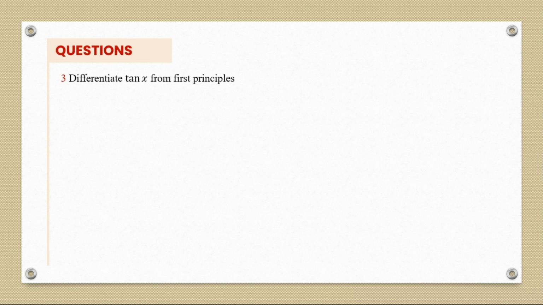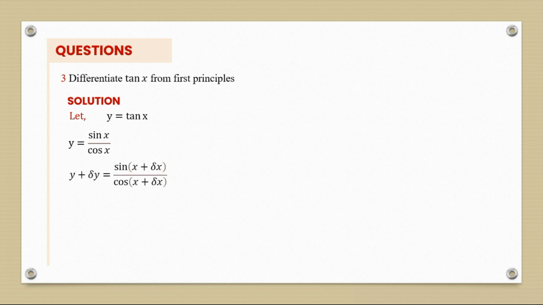Alright, let's move on to question number 3. So we're being asked to differentiate tan x from first principles. So we're going to let y be equal to tan x. Now, to work out this one in an easy way, we're going to convert the tan x into sine x over cos of x. So now, wherever there is a y, we're going to put y plus change in y, and wherever there is an x, we put x plus change in x.